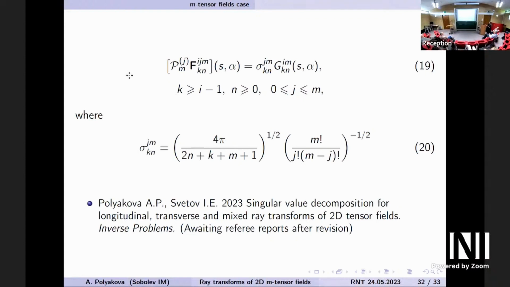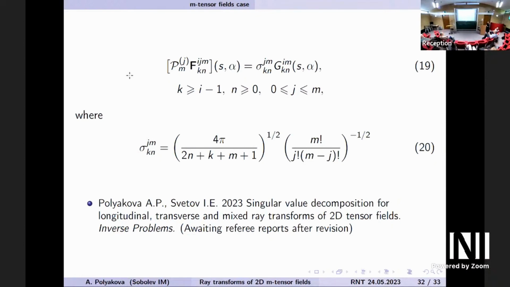Here on the left, this is one of the mixed ray transforms. Here J is equal to zero, this is the longitudinal ray transform. Here J is equal to M, this is the transverse transform. For J between one and M minus one, this is the mixed ray transform. And here you can use any ray transform.